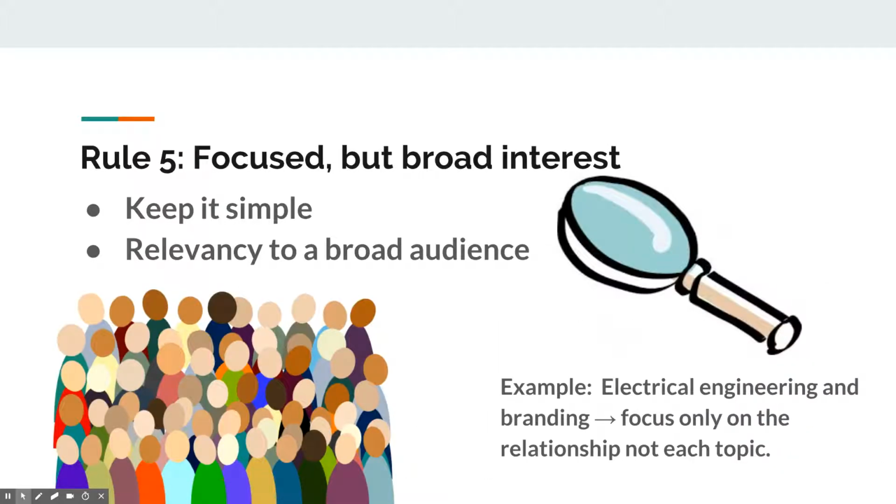Rule number 5, focus for broad interest. This is what I've told a lot of undergraduates. For this assignment that we've always done for research programs, it's always 5 pages. So it's a balancing act.